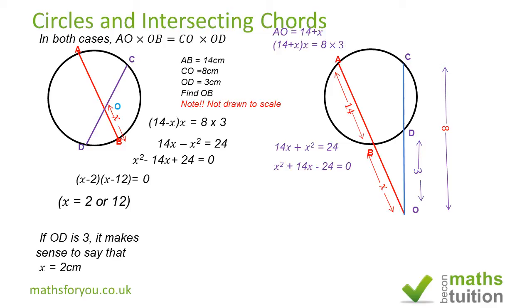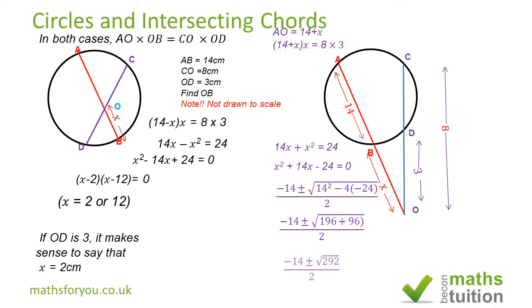Now, we cannot factorize this here, so we have to use the quadratic formula. And that would be minus 14 plus or minus the square root of 14 squared minus 4 into minus 24. And that gives us minus 14 plus or minus the square root of 196 plus 96, all divided by 2. And moving on, minus 14 plus or minus the square root of 292 divided by 2.